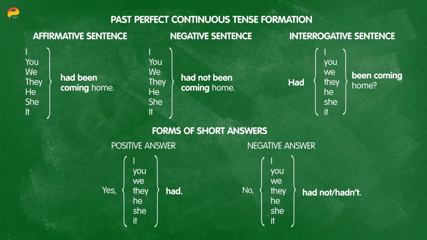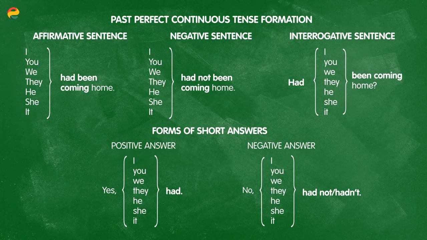So let's examine some ways of forming it in Table 5. To form the past perfect continuous tense in affirmative sentences, it's much the same as in the past perfect. You can always say I, you, we, they, he, she, or it had, but just like in present perfect continuous, you need to add been. I had been coming home. They had been coming home. We had been coming home.